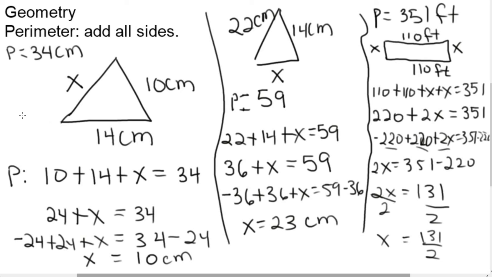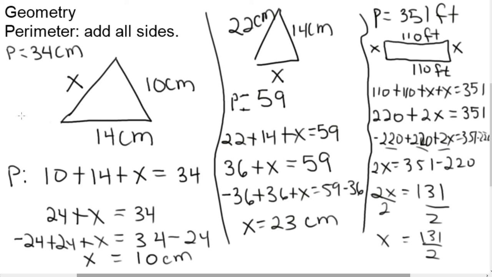So we took a look at a geometry application. Perimeter, add all sides, is the simplest way to do perimeter of any figure. We have two sides given for this first triangle. We have x missing. So we just plug in the sides that we had. We had 10 plus 14 plus x. We knew the sum was 34. We did the basic algebra and we found that x equaled 10 centimeters.